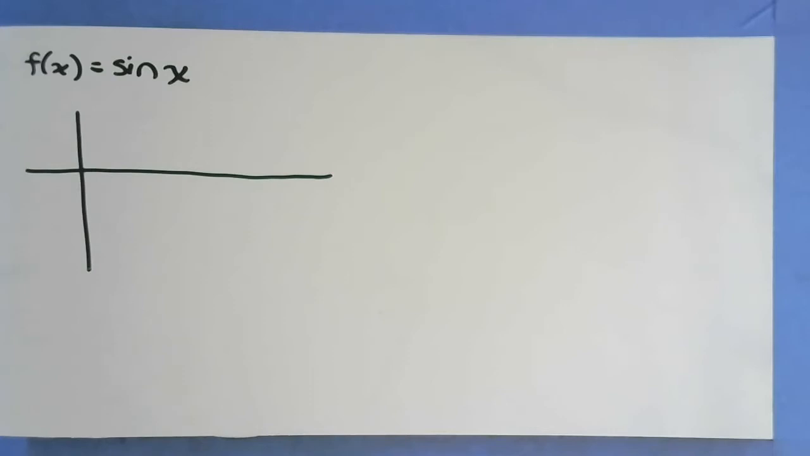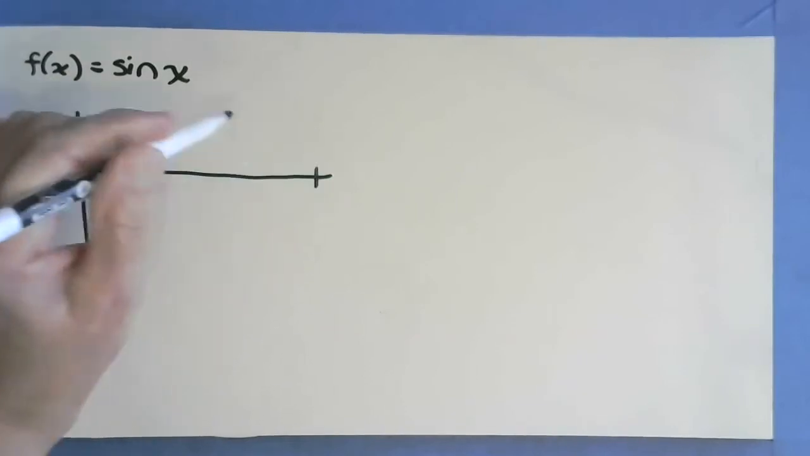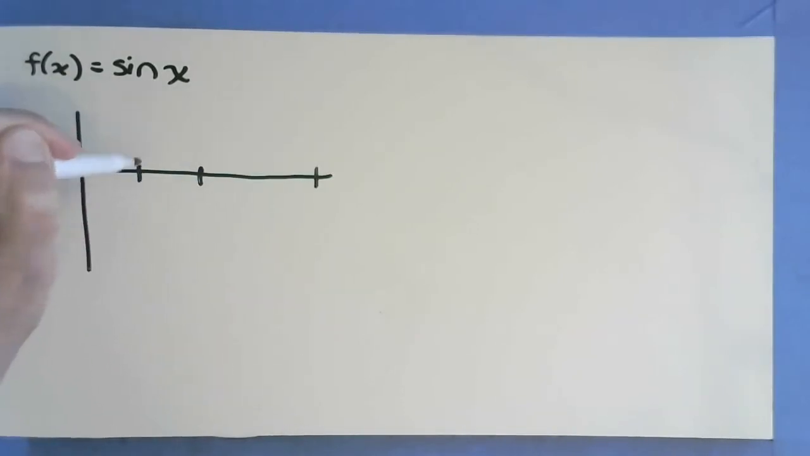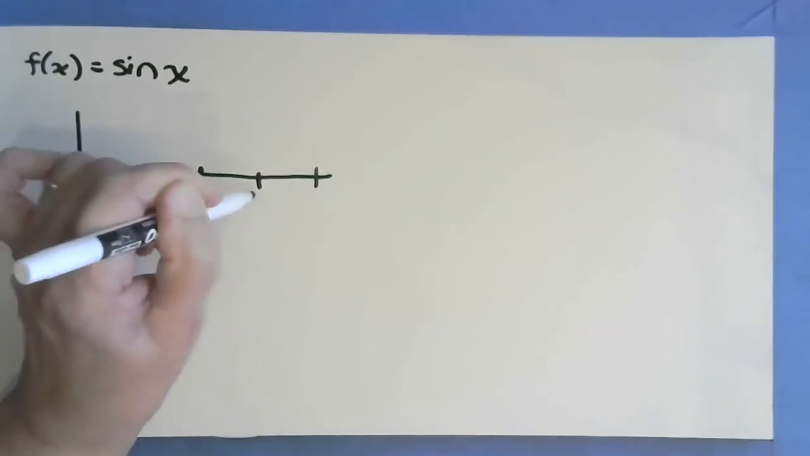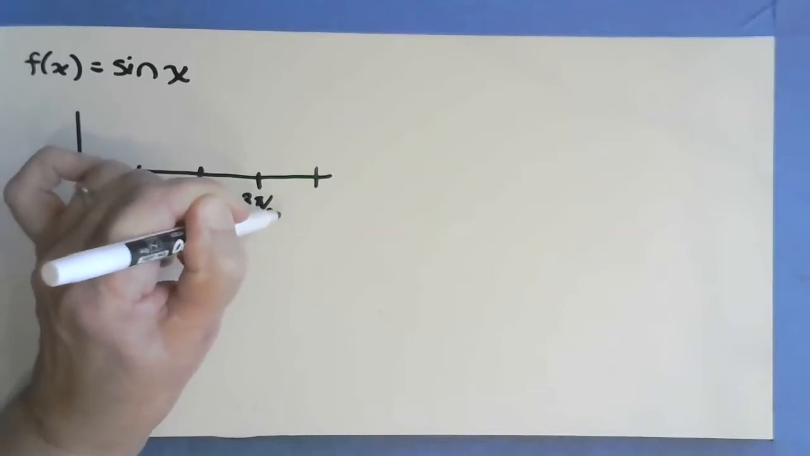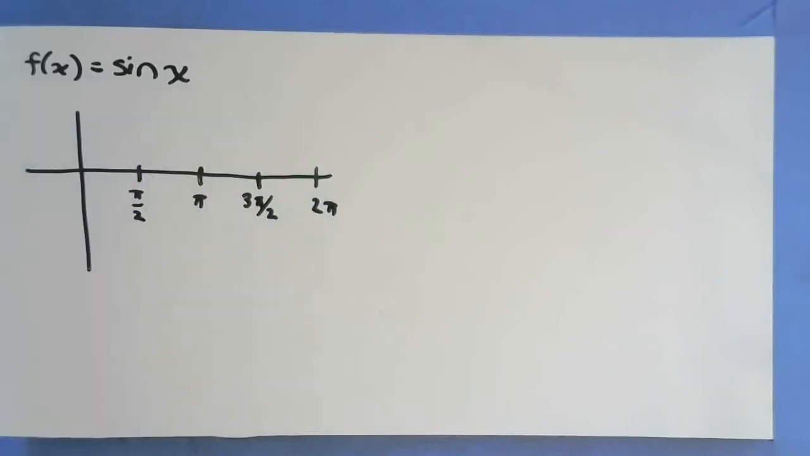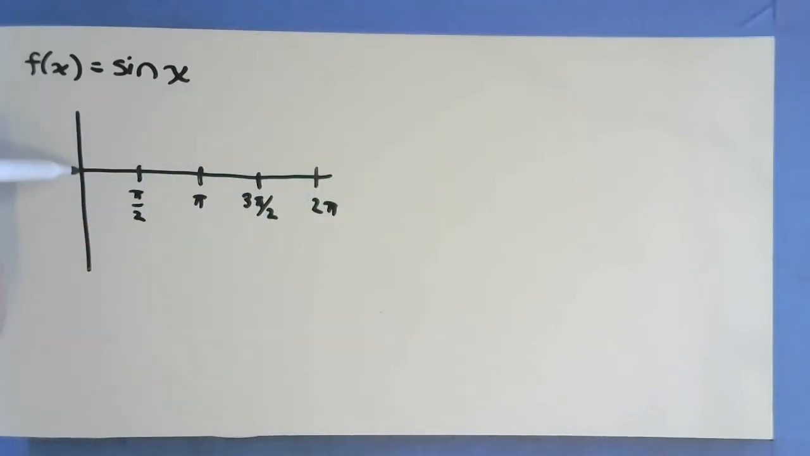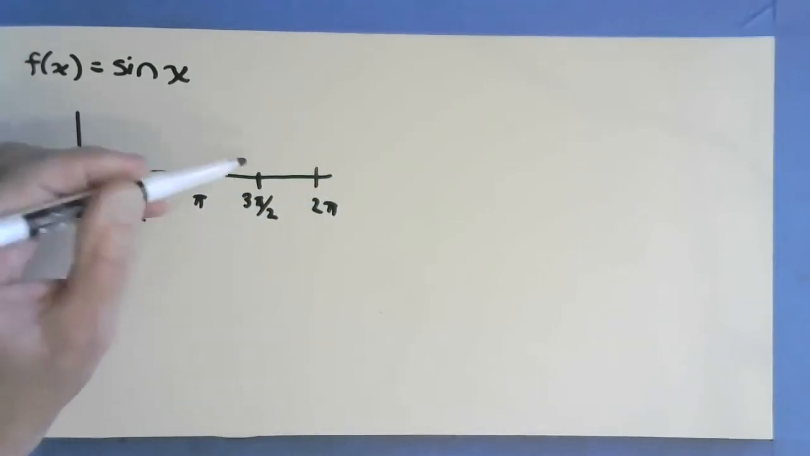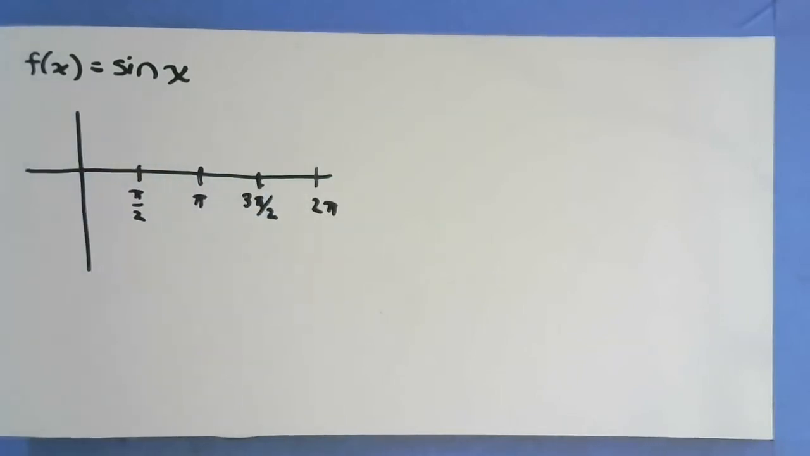Then we recognize that sine has a period of 2 pi. So we want to plot 2 pi. We put down these 4 marks, and with the origin, that's the 5 marks: 0, pi over 2, pi, 3 pi over 2, and 2 pi. So our baseline right now is on the horizontal axis, and we plot the 5 locations on our baseline.